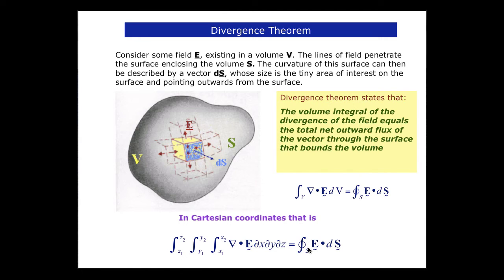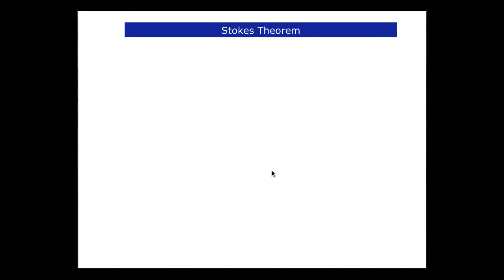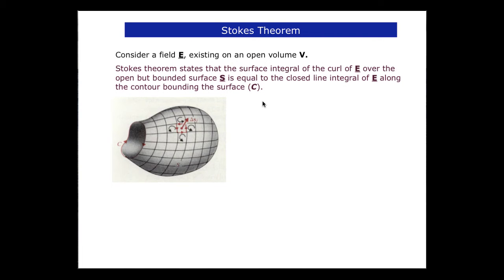The second theorem is the Stokes theorem. It relates the surface integral of the curl of a vector field with the line integral of the field itself. Consider a field E existing on an open surface S. Stokes theorem states that the surface integral of the curl of E over the open but bounded surface S is equal to the closed line integral of E along the contour bounding the surface.